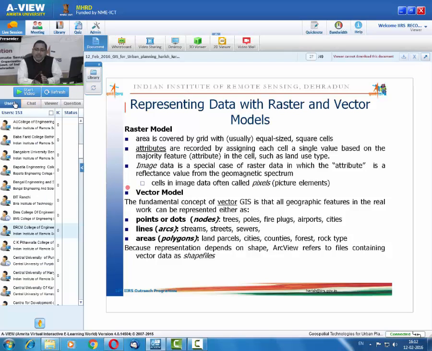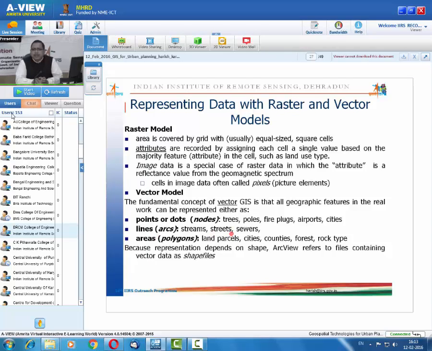But the other data model used in GIS is called the vector data model. The fundamental concept of vector GIS is that all geographic features in the real world can be represented either as a point, line or polygon. These three geometries are used to represent geographical features, and the vector data model says they are more than sufficient to define all the features in geography.